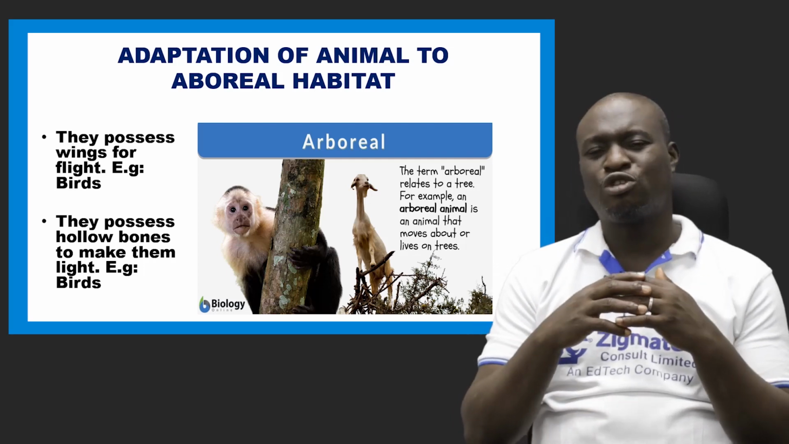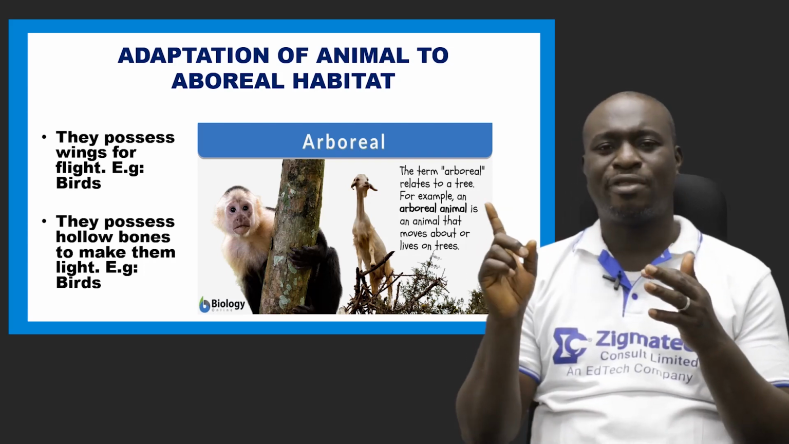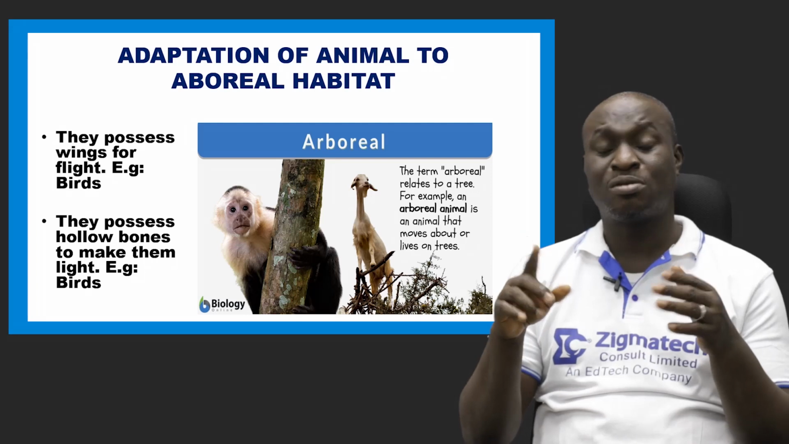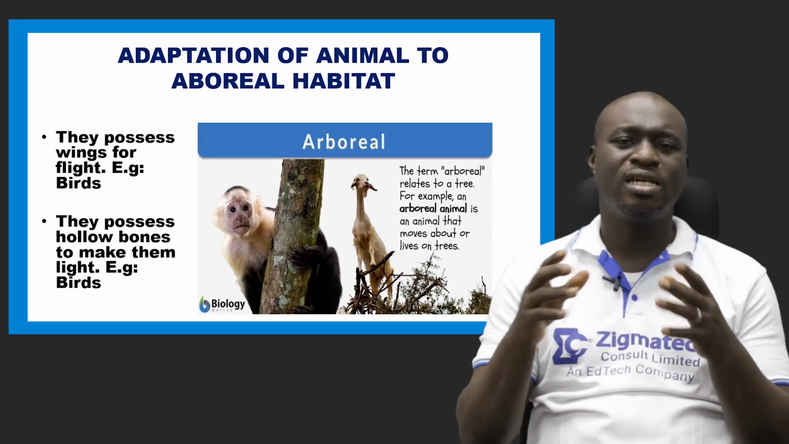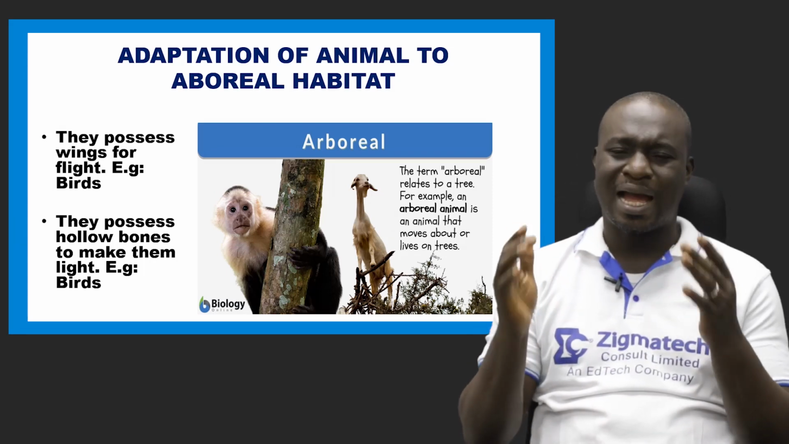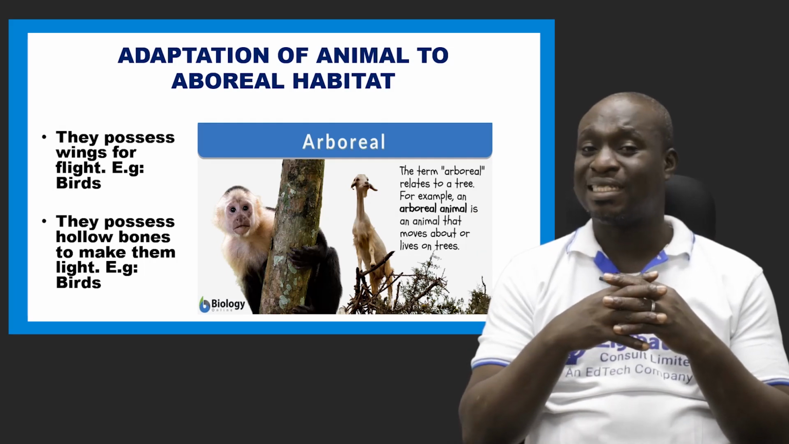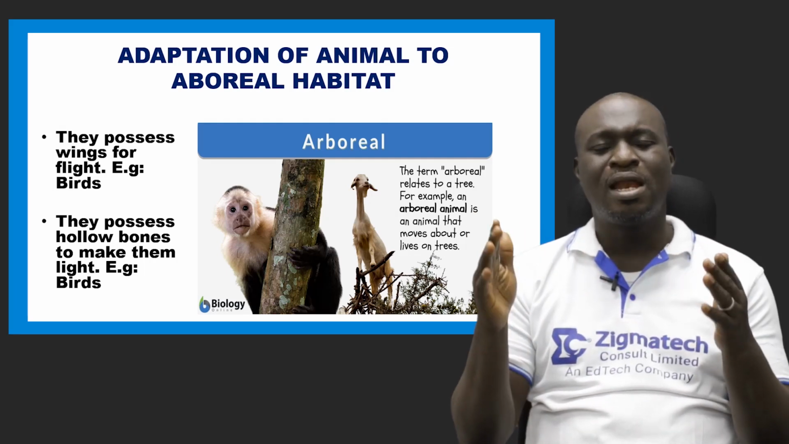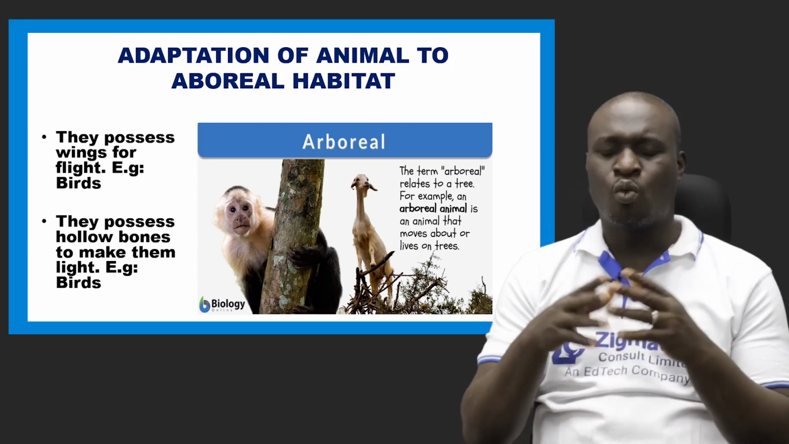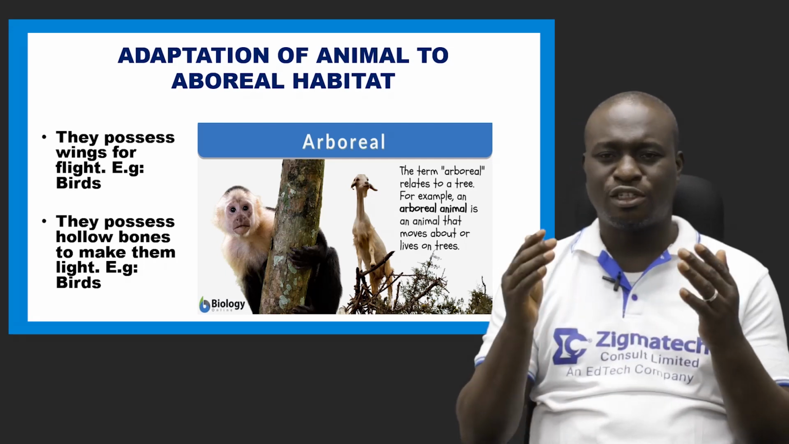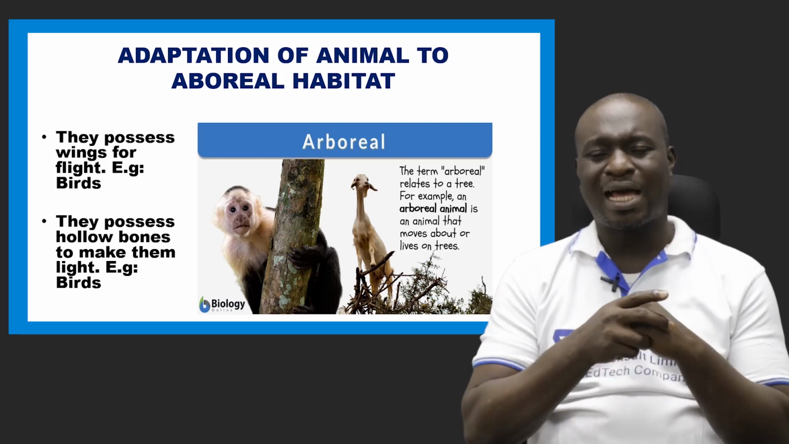And of course, we know so many of these animals. We have the baboons, we have the monkeys, we have the birds, and so many other organisms. Some snakes can also be found living on trees. These are called arboreal animals, and they have several adaptive features that help them live in their habitat, which is the arboreal habitat.